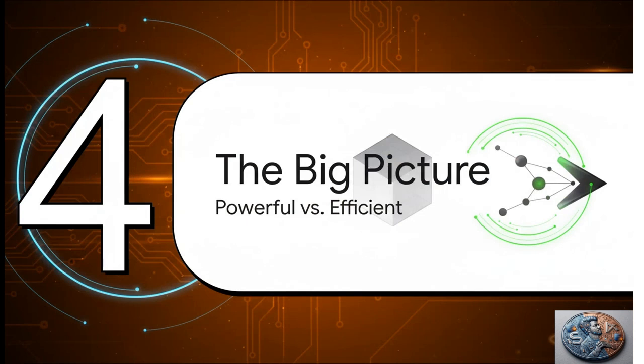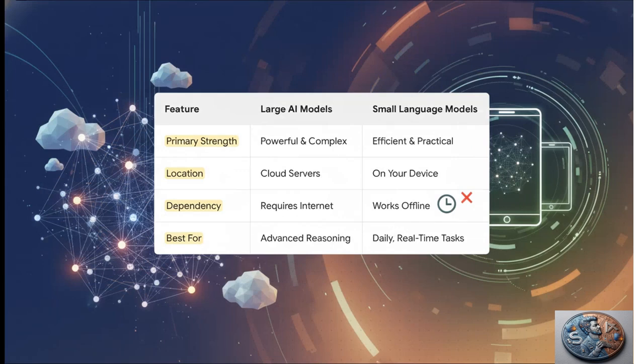So, let's pull back and look at the big picture here. This isn't really about one type of AI being better than another. It's all about using the right tool for the right job. It's that classic trade-off, raw power versus practical efficiency. So you've got the large models in the cloud, built for power and complex reasoning, like writing an entire research paper. But then you have SLMs, running on your device, designed for all those practical, real-time tasks. They work offline, and they're just perfect for the quick little interactions that make our digital day run smoother.